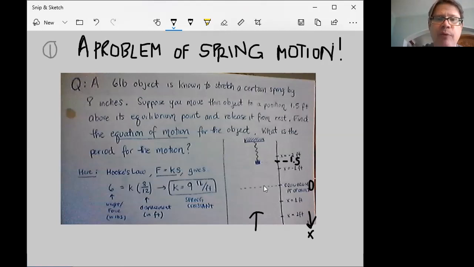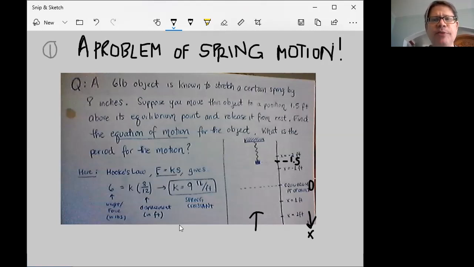Now, to be able to do that, we first have to understand something about the spring that the object is attached to. You may remember from Calculus 1 or 2 that springs obey something called Hooke's law, which says that the force needed to displace a given spring by a distance of s is equal to k times s, where k is what we call the spring constant. In other words, the force is proportional to the displacement, and k is that constant of proportionality.